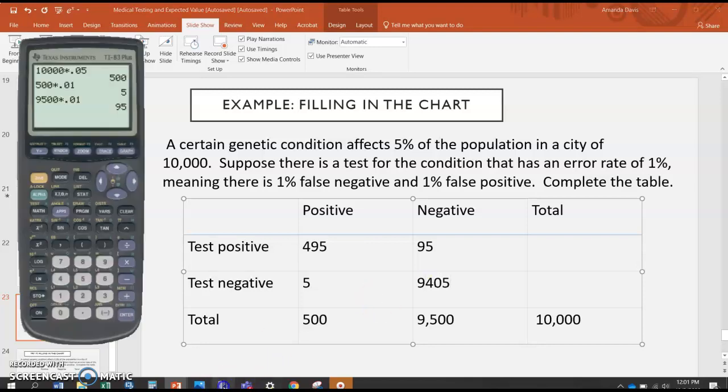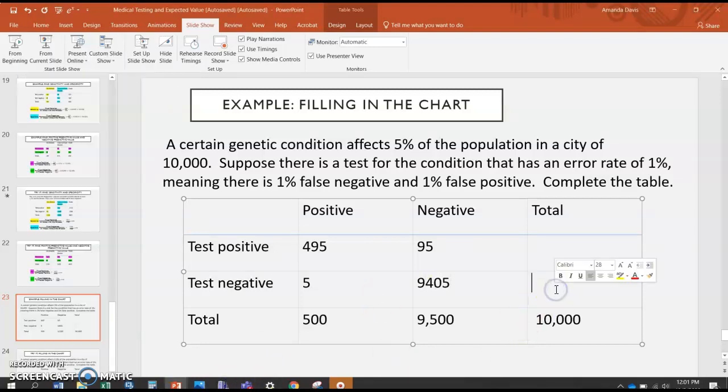At this point, all we do is add across. So I have 9410 here. And then here I have 95 plus 495. That gives me 590.